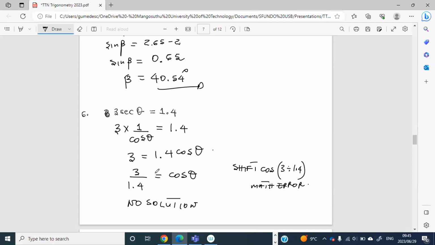Because the reason is this number here. See this number, if you can just say what is 3 over 1,4, you'll see that this number is bigger than 1. So of course, if this number is bigger than 1, we just said before that cos theta is always less or equal to 1. If the number on the right-hand side is bigger than 1, then we will not have a solution, obviously. Right.